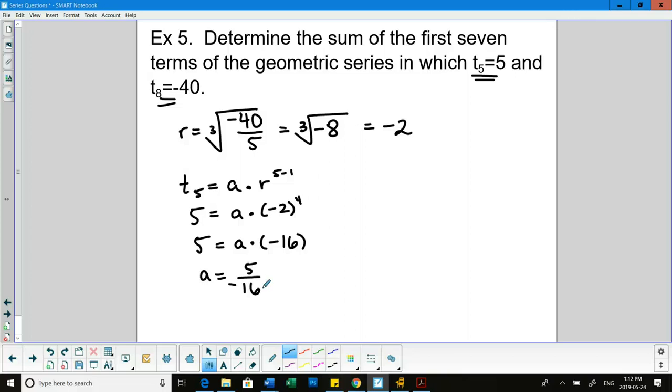Wait, doesn't it go over R minus 1? No, we're not doing the sum yet. This is the sequence, so I'm using the sequence formula to help me find A. So I need A and R to find the sum.